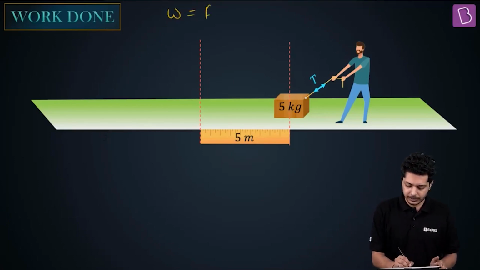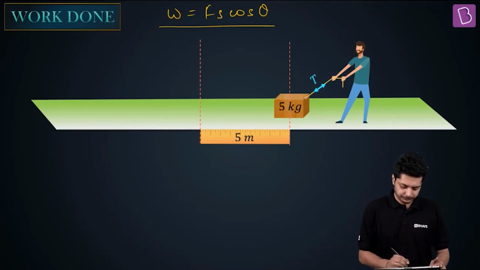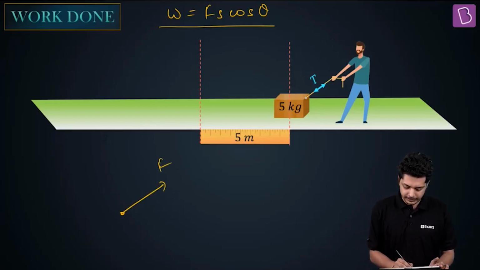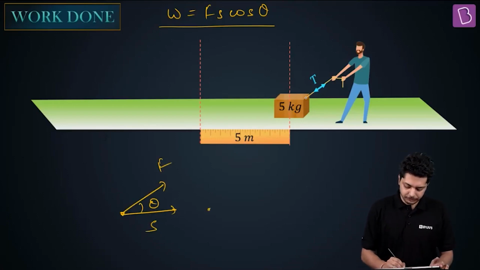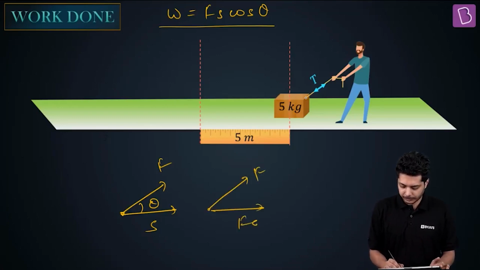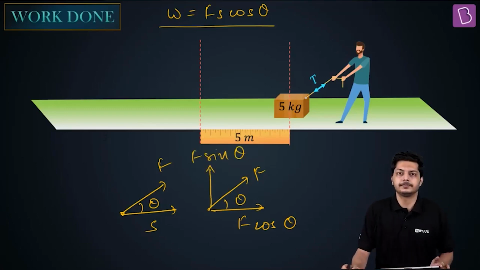Work done is equal to Fs cos theta, right? So here, if this is the direction of force and this is the direction of displacement and this is theta, if you break down the force into components, then the horizontal component will be F cos theta, and the vertical component will be F sin theta, right?